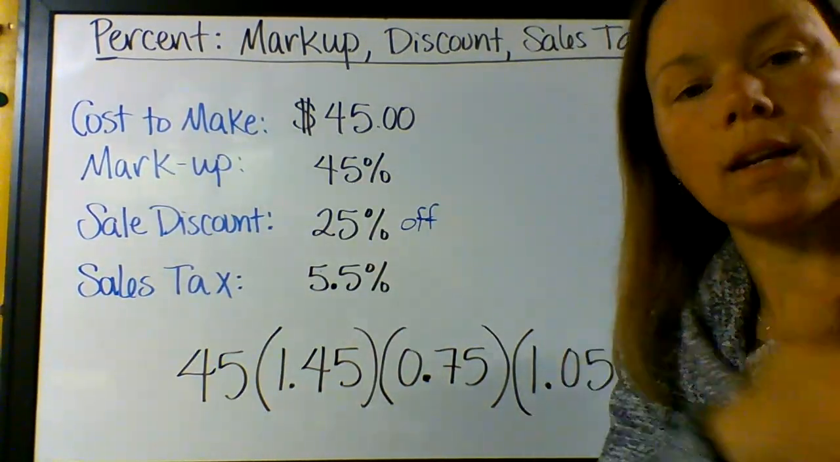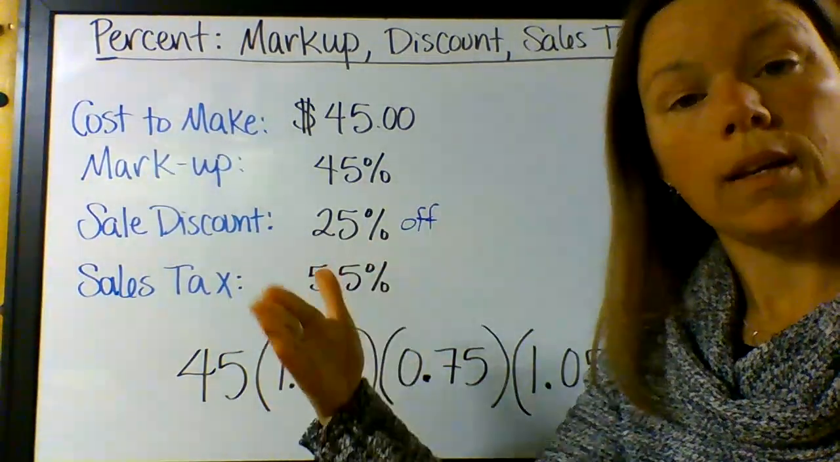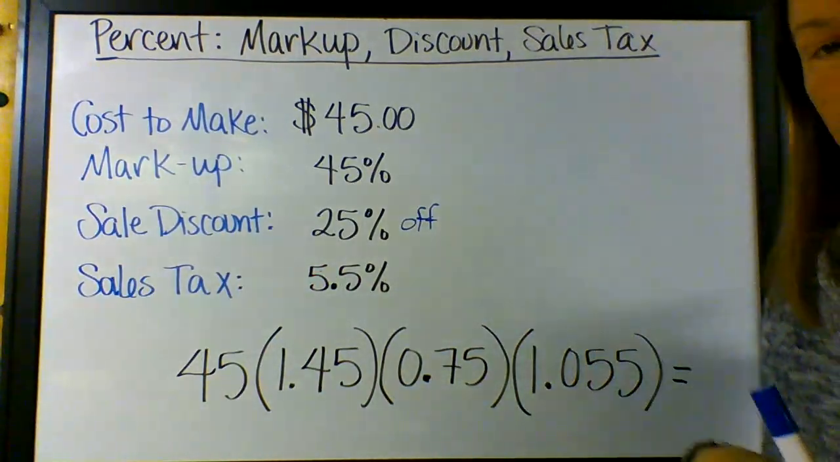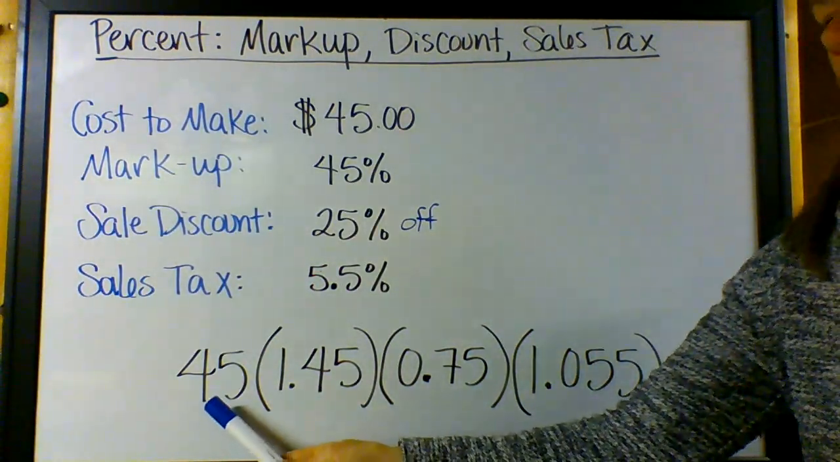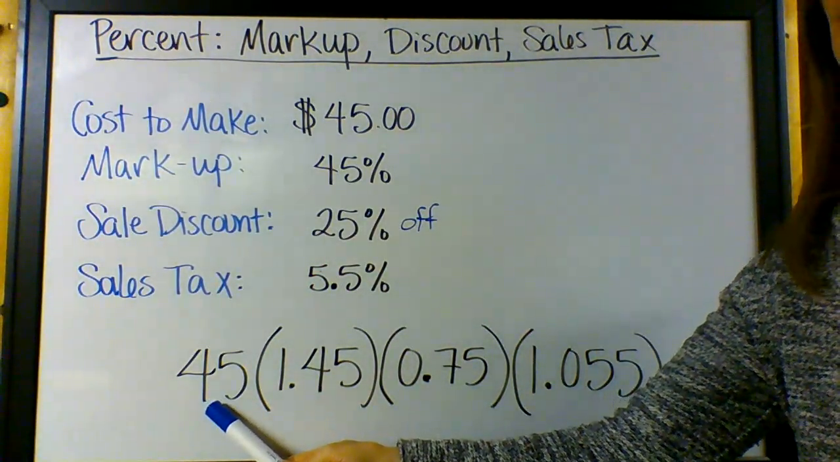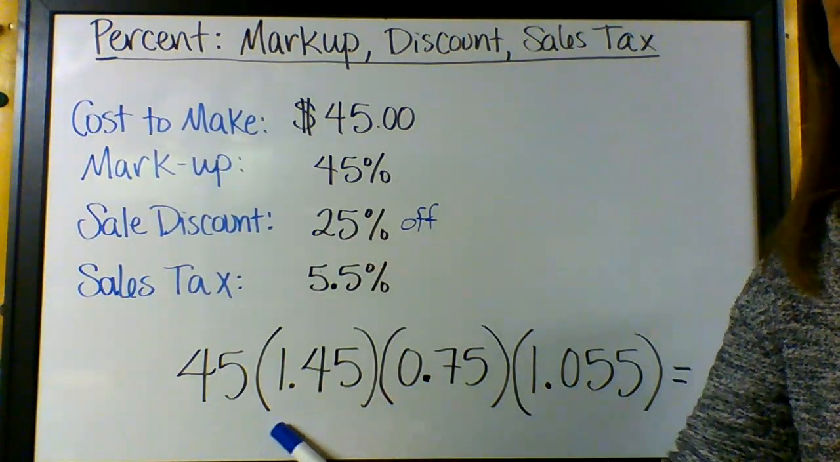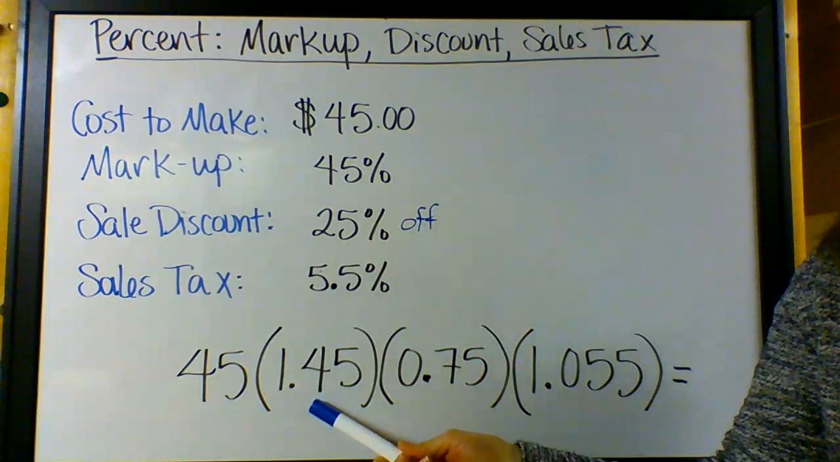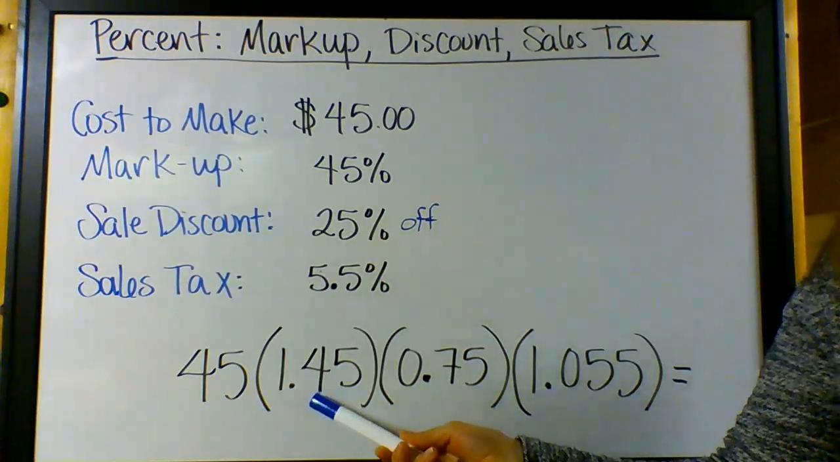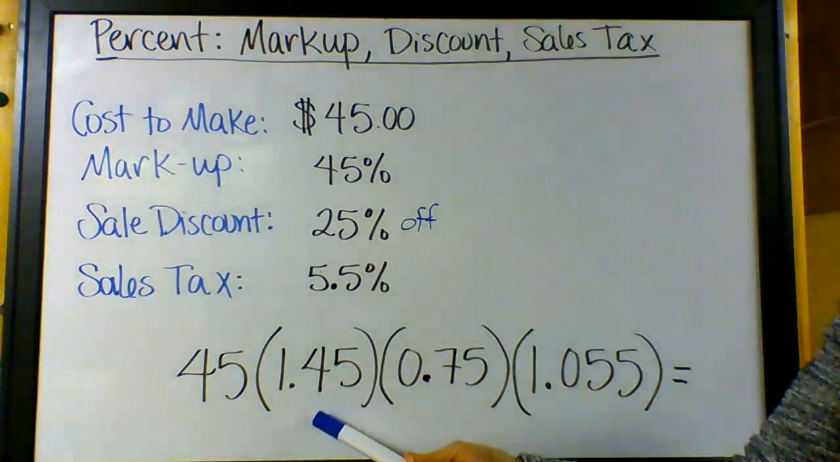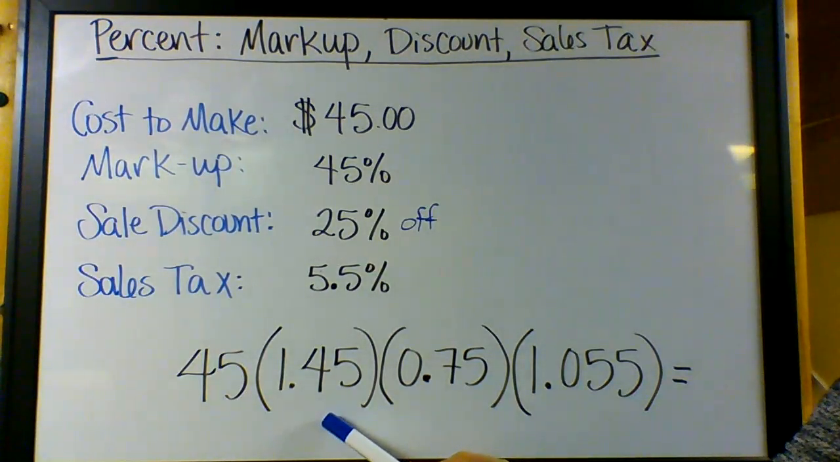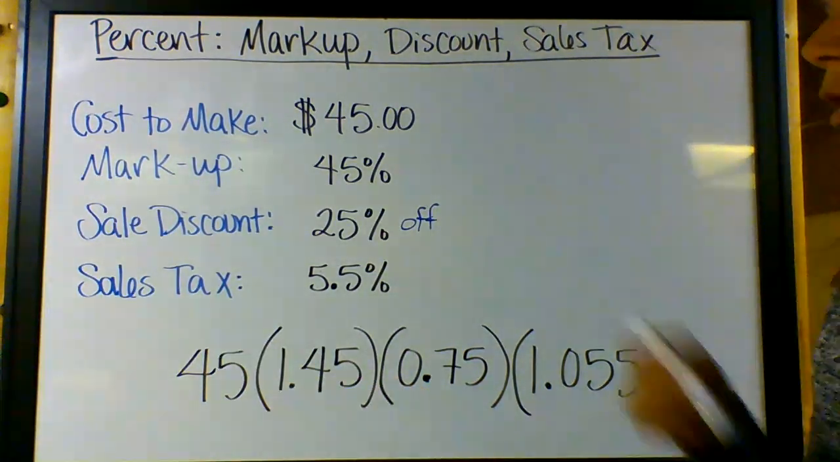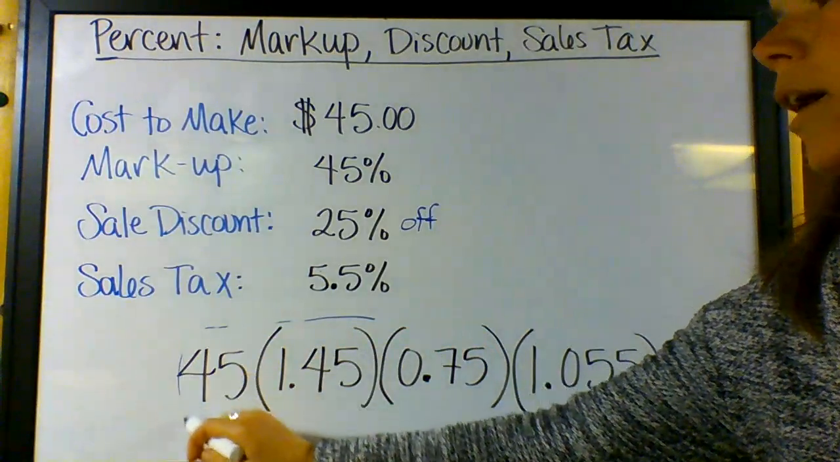So how could we write that in one string of calculations? Well, let's take a look. So we're starting with $45. To mark something up 45%, we multiply it by 1 plus that percent. So in this case, 1.45. That's that one-step multiplication. So now this whole thing is a price, correct?